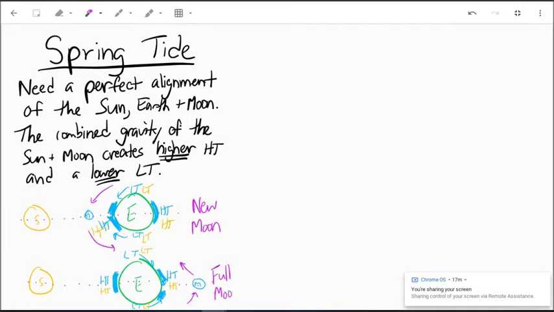So yesterday morning at 5 in the morning was new moon for March. Therefore, we had a spring tide yesterday. The tides were spring, which means low tide was lower, high tide was higher.